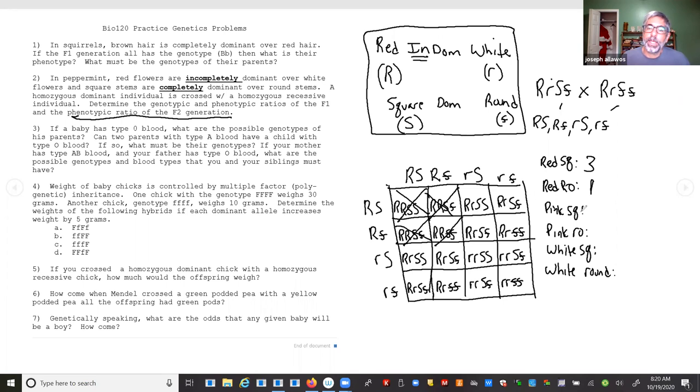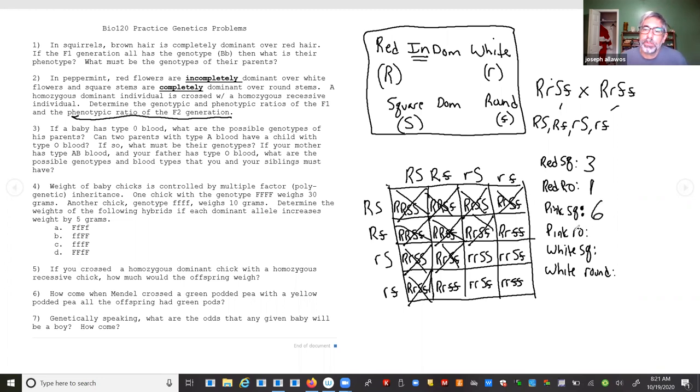Now, pink and square, if it's pink, it's got to have a big R and a little R. That makes it pink. If it's square, that's complete dominance, and that trait could have one big S or two. So there's likely going to be quite a few of these. Let's cross this out. This one's pink and square. There's one. Pink and square. There's two. Pink and square. Pink and white. Pink and square. Pink and square. White, white. Pink and square. Round. White, white. So how many of those are there? There's one, two, three, four, five, six of those.